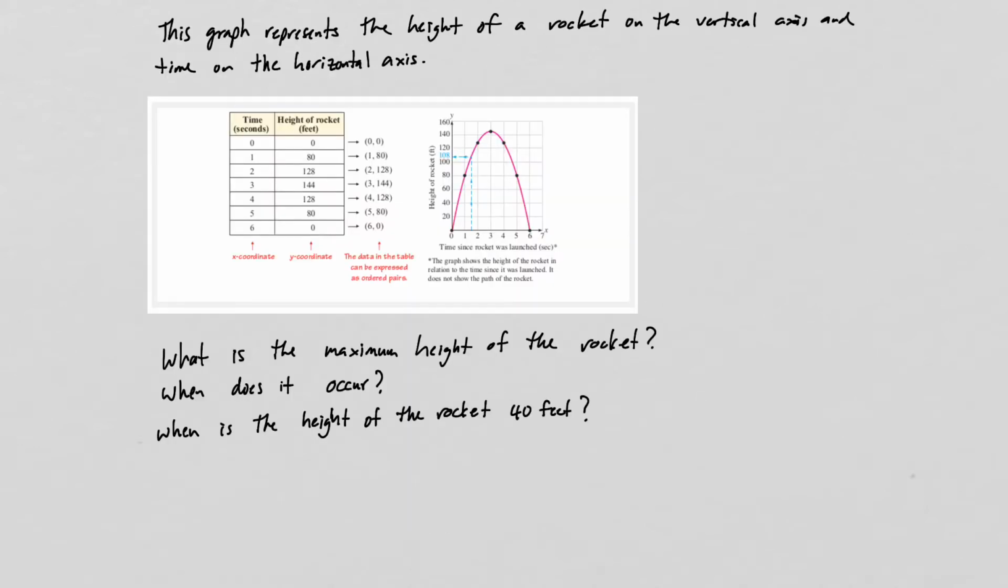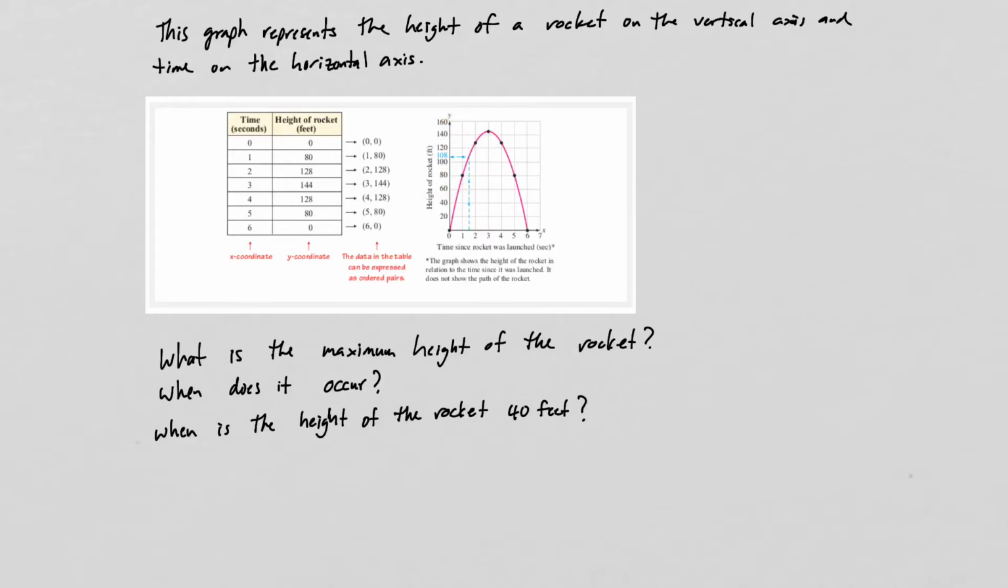So next we have an application of a graph. It says this graph represents the height of a rocket on the vertical axis. So this axis here represents the height of a rocket, and time on the horizontal axis. And so the horizontal axis here represents time. So basically a rocket has been launched into the air and time is ticking by here in seconds. And the height of the rocket in feet is given by this graph.